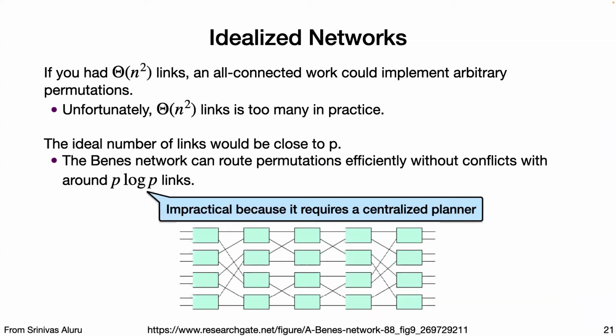So n squared links means every node can directly reach other nodes. Sorry, these are two separate things: n squared links and the Benes network are different. N squared is the most straightforward, fully connected network, where everybody is connected to everyone else and there's no overhead. You figure out an order of one, but it's really hard to implement n squared links in hardware. There are just too many. So to reduce the number, you want to bring it closer to P, and there is this theoretical network that can use P log P links, but then you have to use upfront routing.